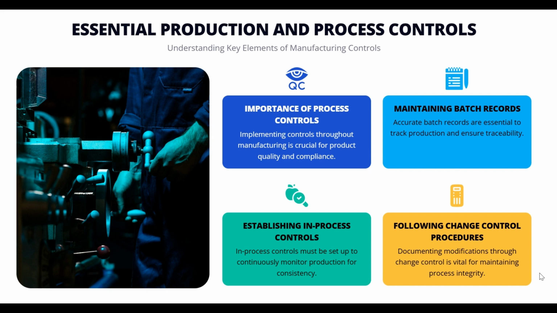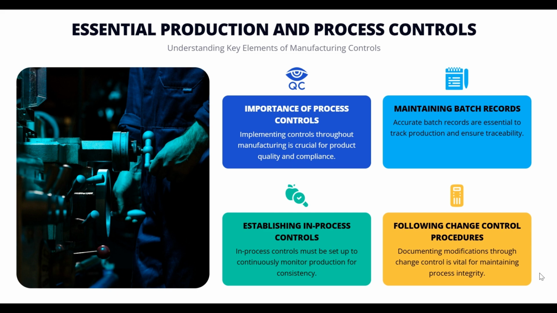So further, if we look at essential production and process controls, these are important. The importance of process controls: implementing controls throughout the manufacturing is crucial for proper product quality and compliance. That is nothing but quality control. And then maintaining batch records: accurate batch records are essential to track the production and ensure traceability.